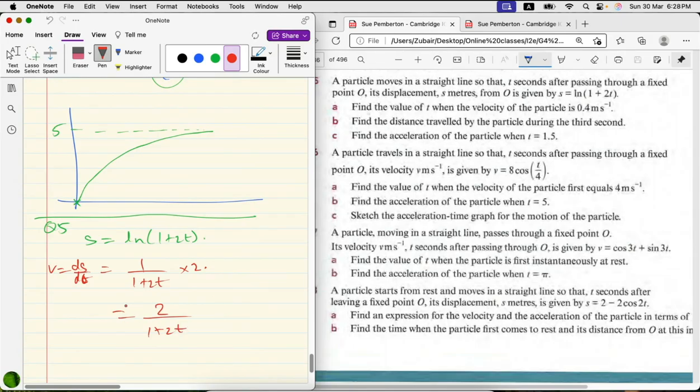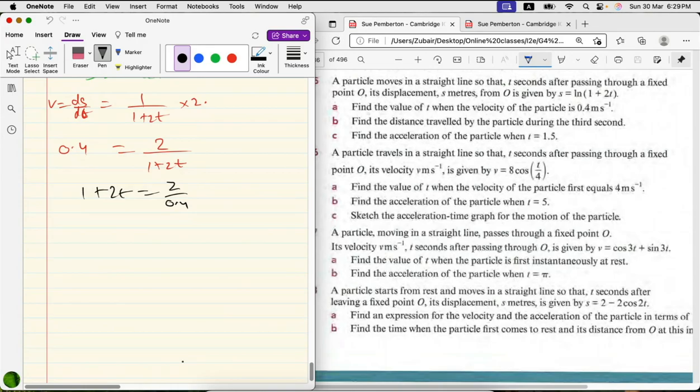When the velocity is 0.4, we cross multiply. 1 plus 2t is equal to 2 by 0.4. That's 5. 1 plus 2t is equal to 5. 2t is equal to 4. t is equal to 2.